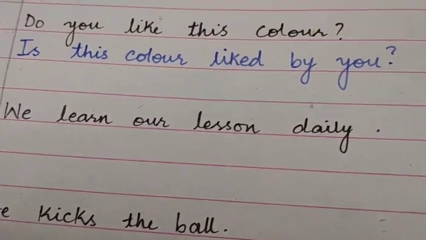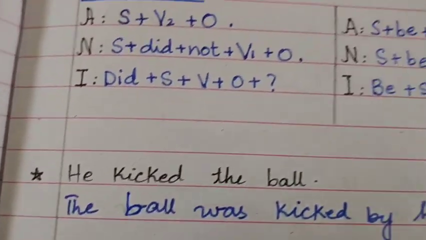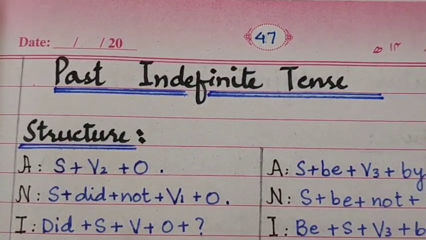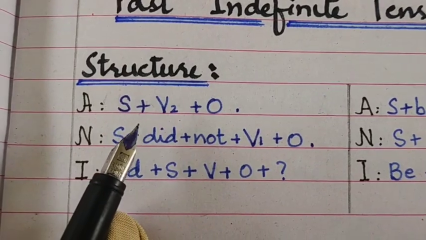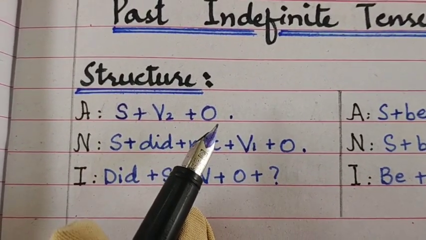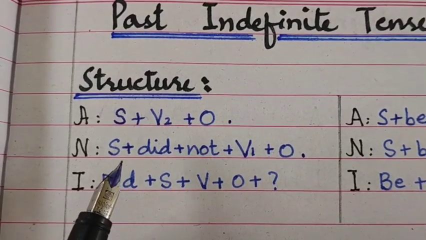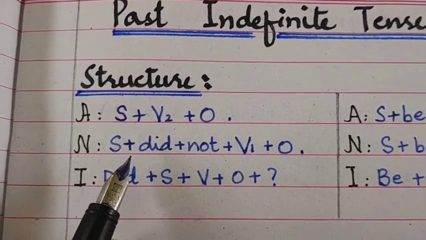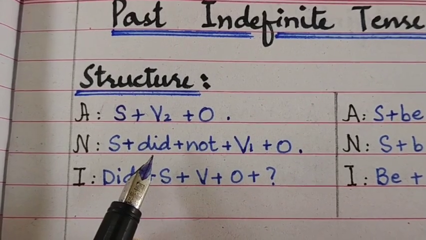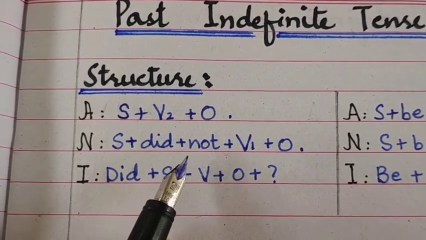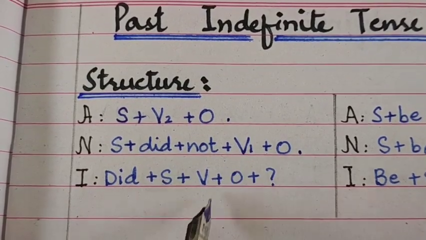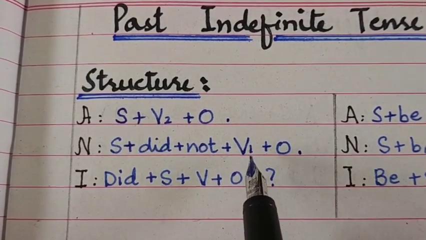Now the next one is past indefinite tense. So this is the structure. Past structure is subject plus verb second form, and then its object. How do you make its negative? You put the subject at the beginning, then did comes in to make it a negative one. Then verb base form. Alright, this is verb base form.